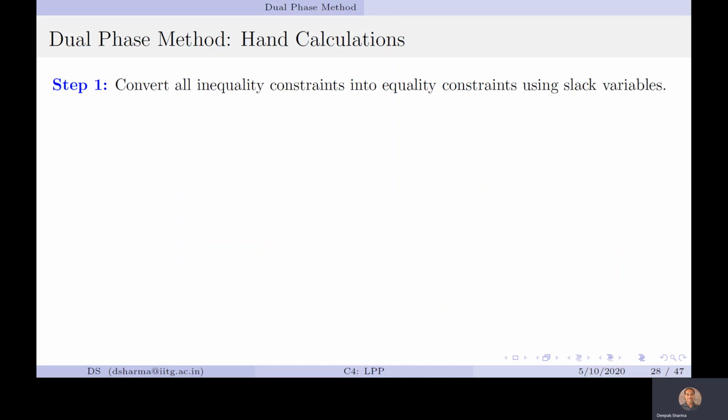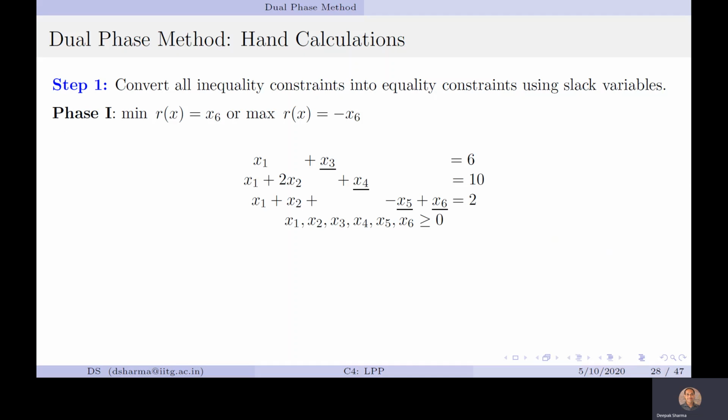So we will start with phase 1 now. In the first step, we have to convert all inequality constraints into equality constraints using slack variables. I will talk about this objective function later. Let me discuss the constraints first. The first constraint, as you remember, is x1 less than or equal to 6. So we add a slack variable x3: x1 plus x3 equals 6. Similarly, the second equation: x1 plus 2x2 plus x4, which is a slack variable, equals 10.